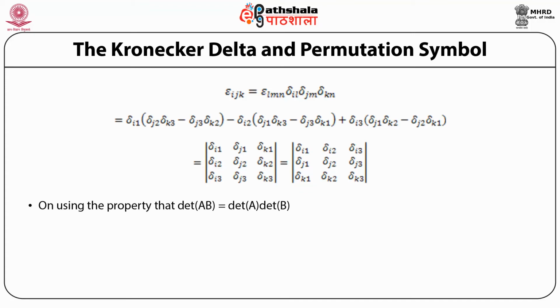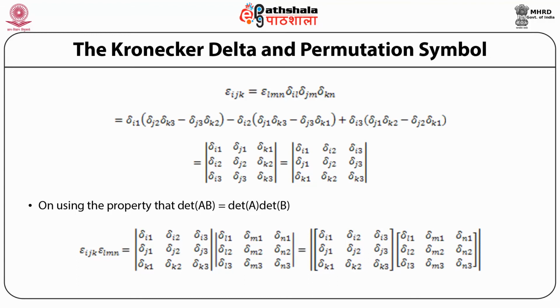On using the property that determinant AB equals determinant A into determinant B, epsilon ijk into epsilon lmn equals the determinant of del i1 del i2 del i3, del j1 del j2 del j3, del k1 del k2 del k3, into the determinant of del l1 del m1 del n1, del l2 del m2 del n2, del l3 del m3 del n3, which equals the determinant of del i1 del i2 del i3, del j1 del j2 del j3, del k1 del k2 del k3, into the determinant of del l1 del m1 del n1, del l2 del m2 del n2, del l3 del m3 del n3.